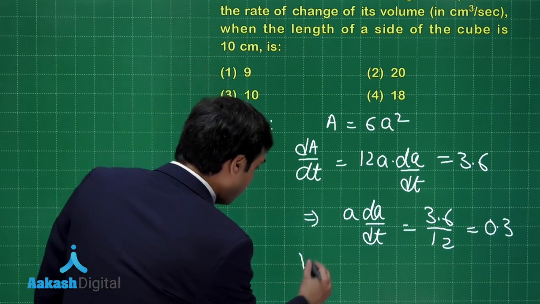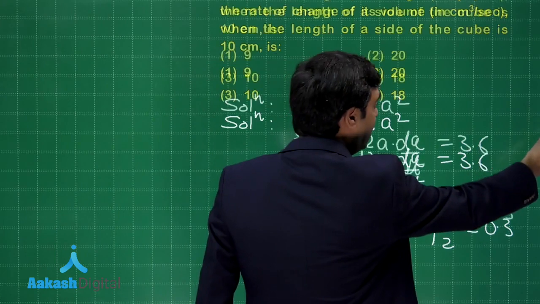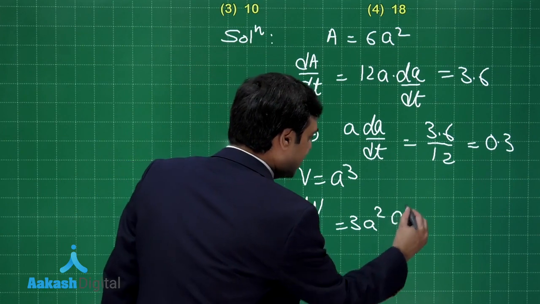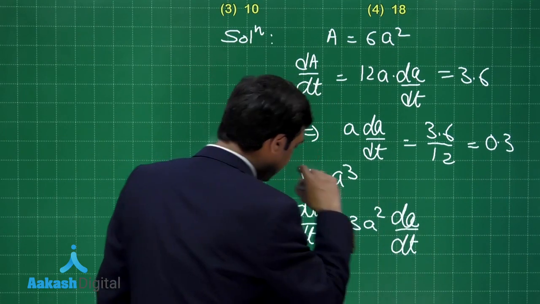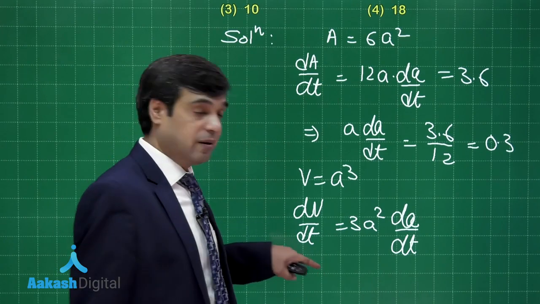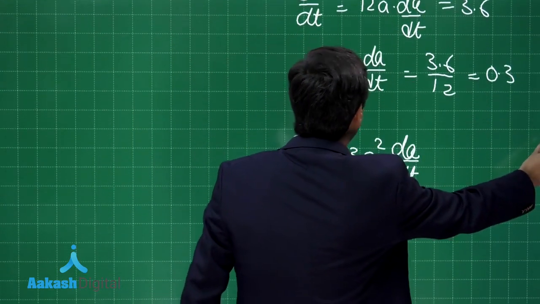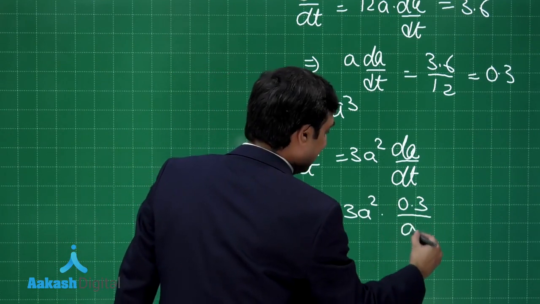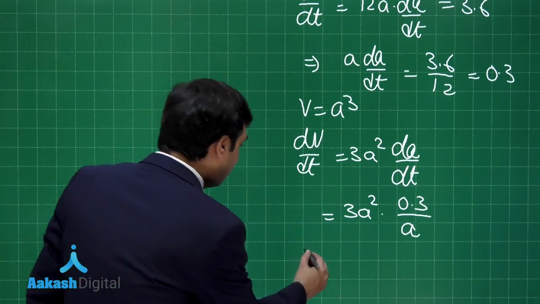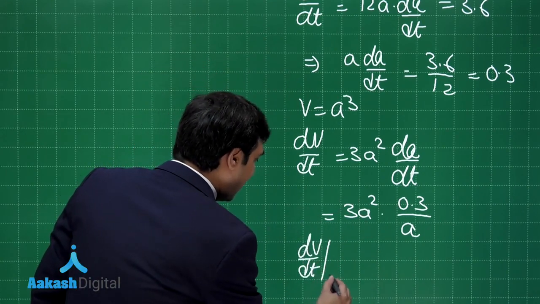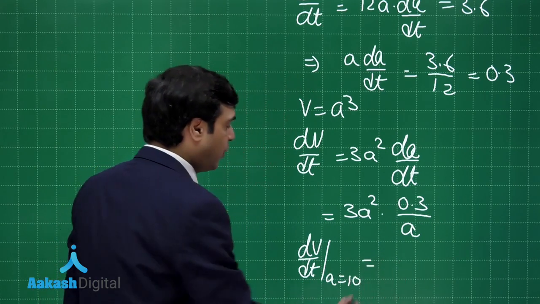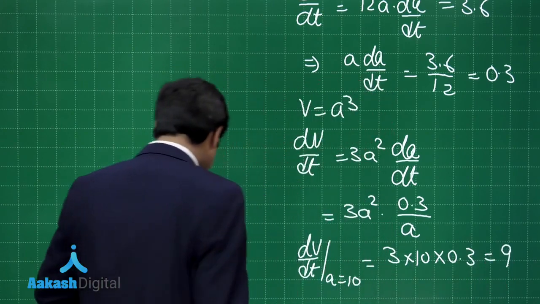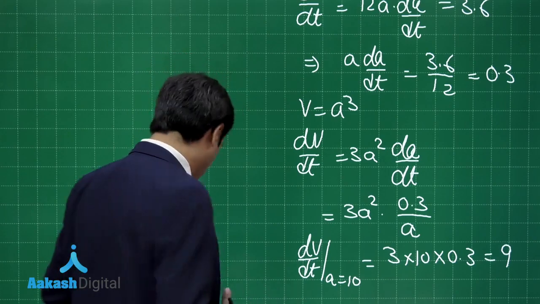Next, volume. Volume of cube is given by a cube. Differentiating, dV by dt is equal to 3a square into da by dt. Correct? Now, when a is 10, we have to find this term. We can put here da by dt as 0.3 upon a. Right? One a is cancelled. Therefore, dV by dt at a equal to 10 equals 3 into 10 into 0.3, that is 9 centimeter cube per second. So I'm sure this question is clear.